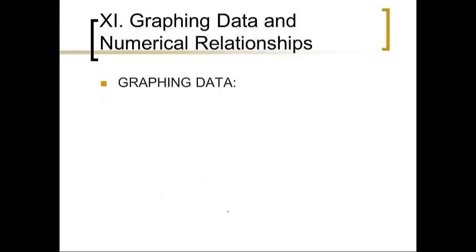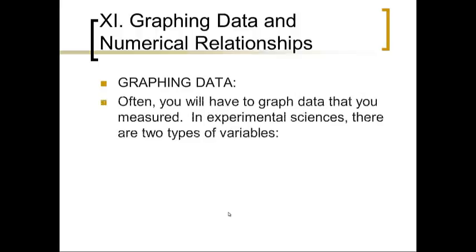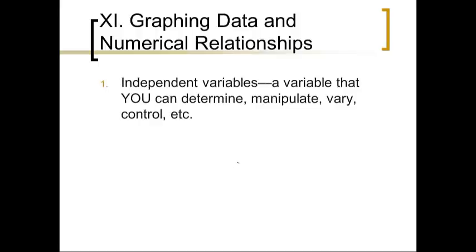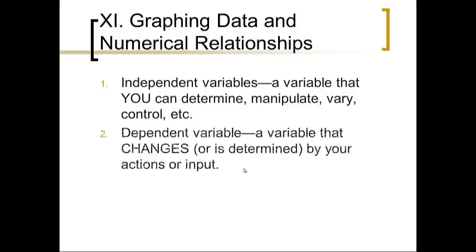Okay, now, when you graph your data, often you have to graph data that's measured, and in experimental sciences, there's two types of variables that you can have. Okay, the independent variable. This is the one that you determine, you manipulate, you vary. So let's say you're going to measure the temperature of a solution versus the period of time. Okay, so the thing that you'd manipulate would be the time, and the dependent variable would be the thing that changes. So the temperature would be the thing that would be changing over the period of time.